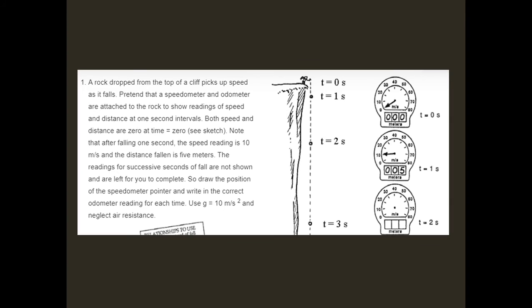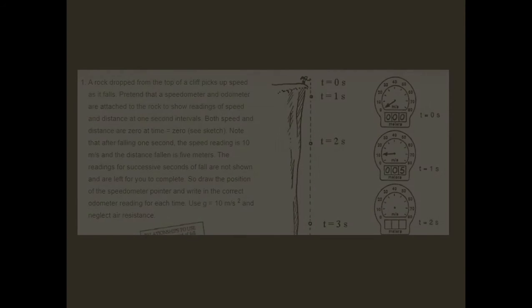So draw the position of the speedometer pointer and write in the correct odometer reading for each time. Use gravity equals 10 meters per second squared and neglect air resistance. Okay. So just to summarize this, we have to analyze how much it speeds up. We have to analyze what happens after each second passes. And our initial speed will be 0. Keeping in mind that the gravity we're going to use is not 9.8 or 9.81. In this case, it will be 10 meters per second squared.